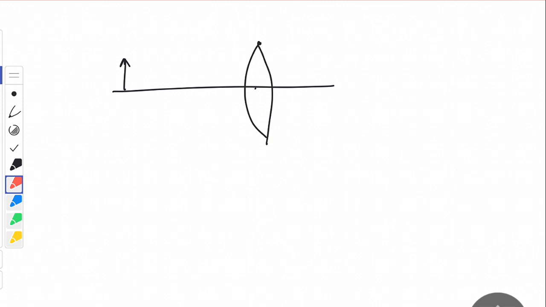But I'm just telling you that wherever two rays meet, all the rest of the rays also will meet at the same point. So we'll just take two rays and we will find where the two rays meet. Wherever they meet, that is where the image will be formed. That's a basic idea. Okay.